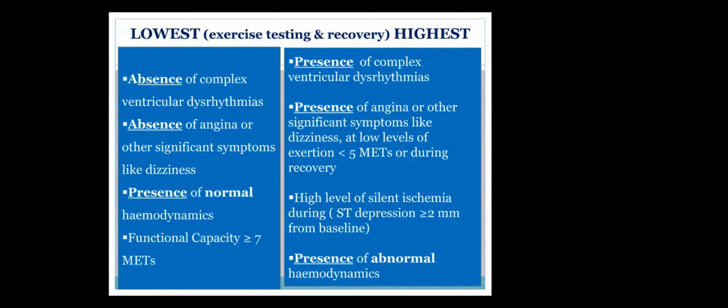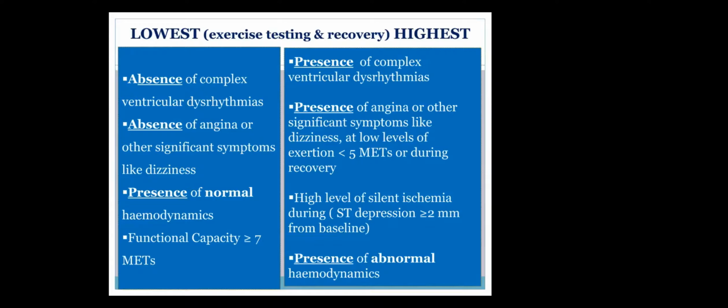In case of risk stratification, you have exercise testing findings and non-exercise findings. So we'll try and compare the exercise testing and recovery findings for the lowest as well as the highest risk. For lowest, it is going to be absence of complex ventricular dysrhythmias, absence of angina or other significant symptoms like dizziness, presence of normal hemodynamics, and functional capacity of the individual will be more than 7 minutes. This functional capacity, you will get an estimate of once the individual has undergone a maximal stress test.